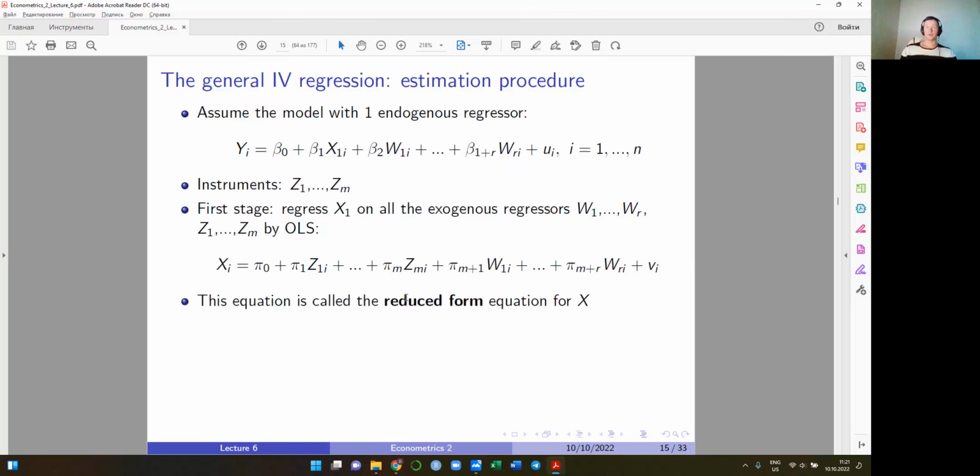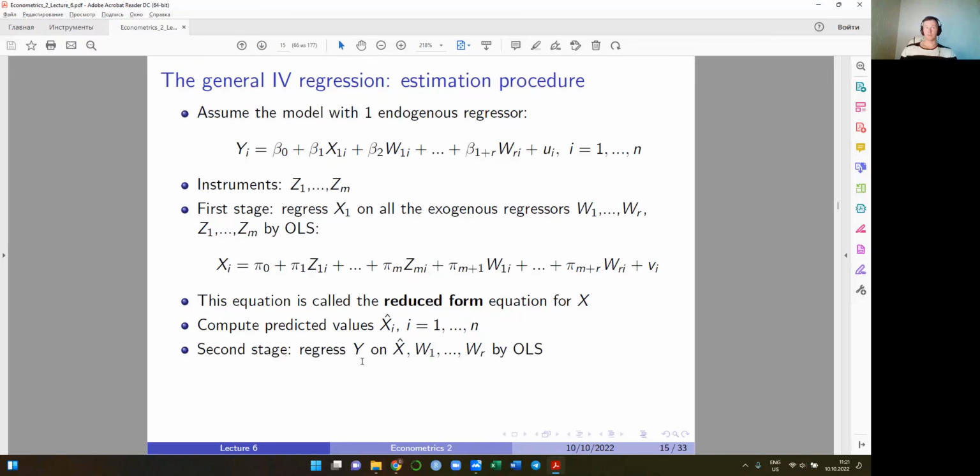This is called the reduced form equation for X. You can remember because this term, reduced form, is used in many applications. When you read some papers, you can find this term. Then, with the help of this regression, we can compute predicted values of X, and then we regress Y on X hat and W's with the help of OLS. Again, we regress Y on X hat and the set of control variables.